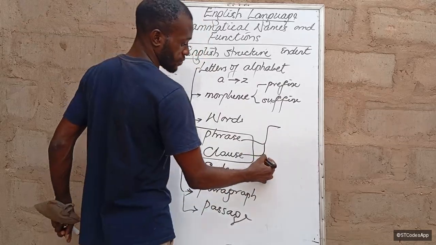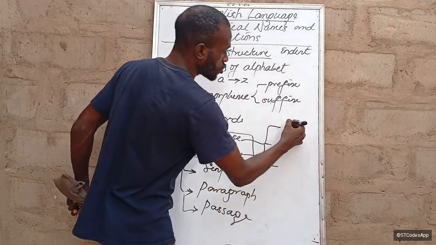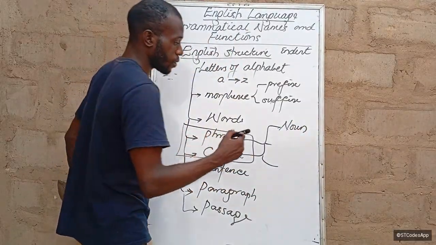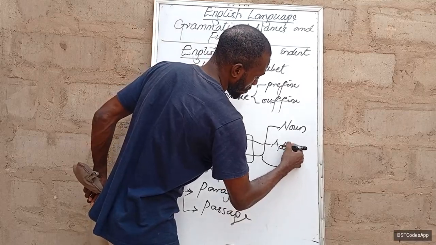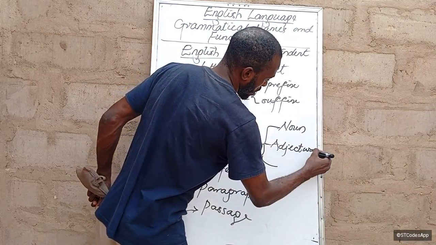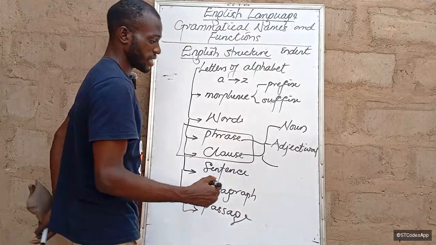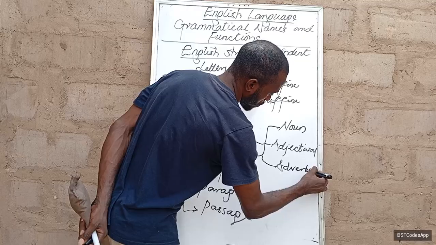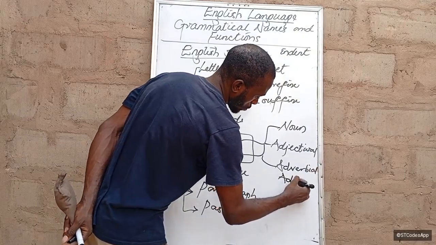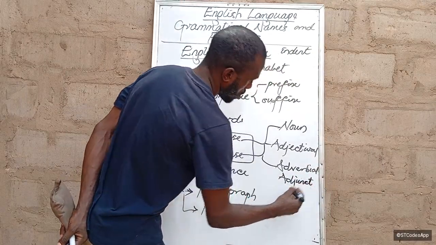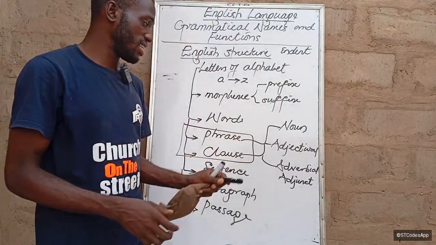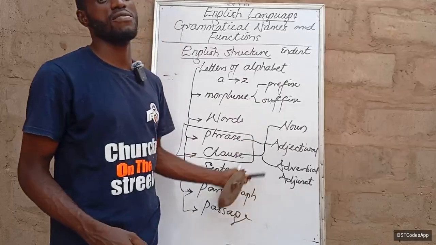But we are going to be considering three types, three forms rather, of the same thing. The first form is the nominal form or the noun form. The second form is the adjectival form. And the third form is the adverbial form, or the adjunct, also called adjunct. So these three have three types or divisions.